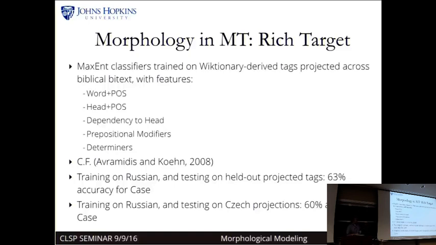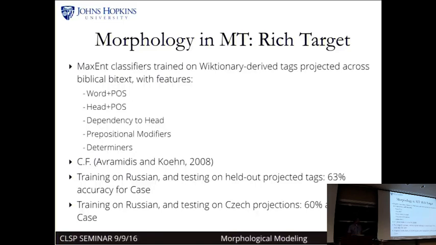So in the Maxent classifier, we just use the word we're tagging and its part of speech. Because it's easy to dependency tag English, we use the head of the word and its part of speech, the dependency label to the head, any prepositional modifiers it had, hopefully stuff like in or with will be useful for marking instrumental case, and determiners. This is actually kind of a similar idea to stuff that has been done before. One paper is Avramidis and Koehn's paper that did a similar kind of thing, but tended to use a lot of manual heuristics to figure out what the case should be on the English side.